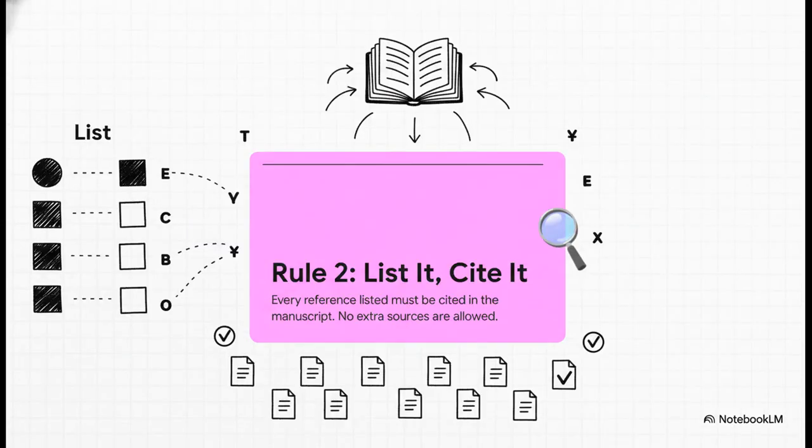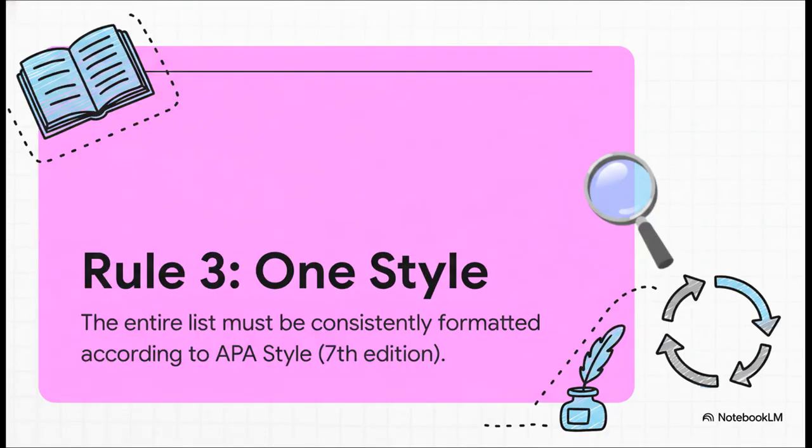And rule #2, well, it's the perfect mirror image of the first one. List it, cite it. You can't just pad your reference list with extra sources you might have read but didn't actually use in your paper. Every single entry you have in that final list has to connect back to a specific citation somewhere in your manuscript.